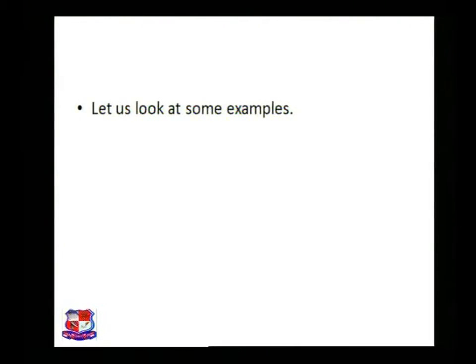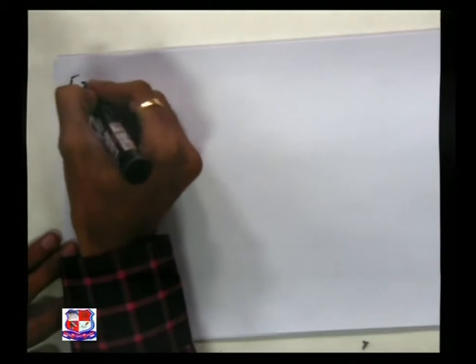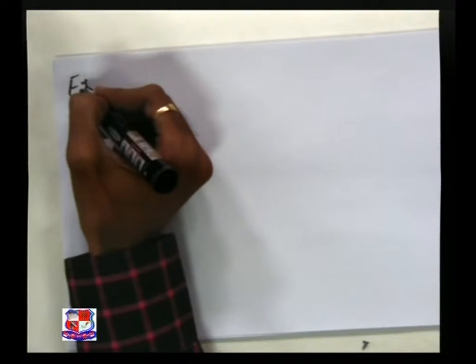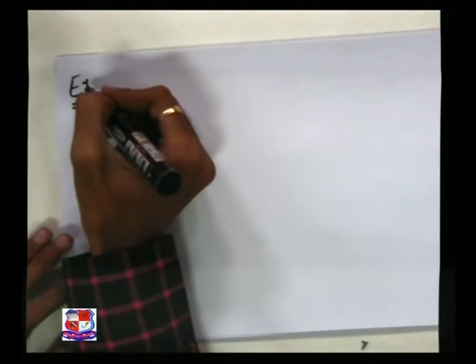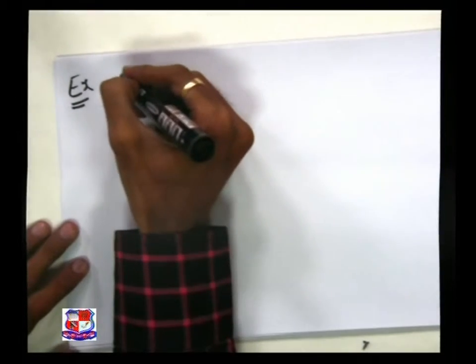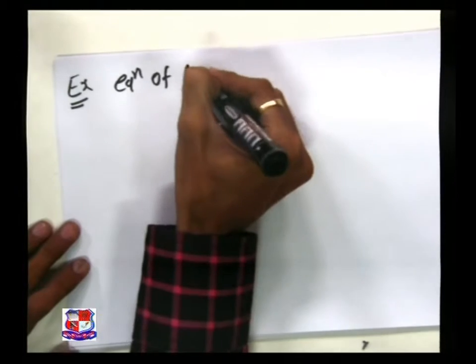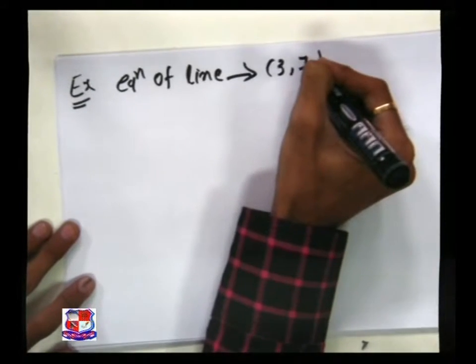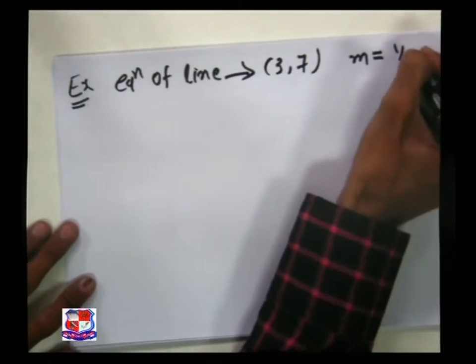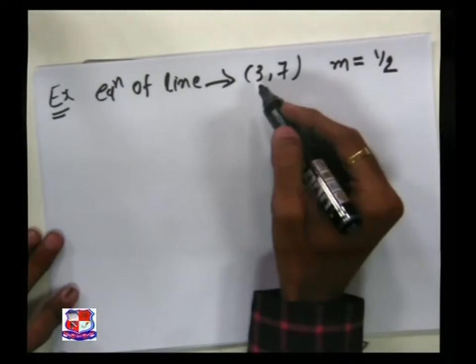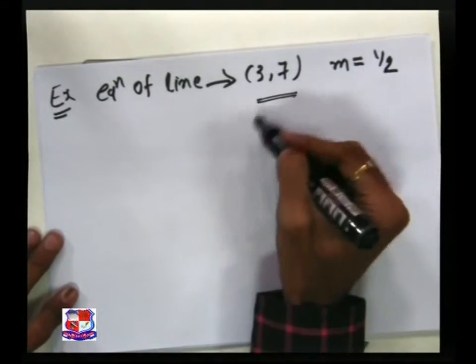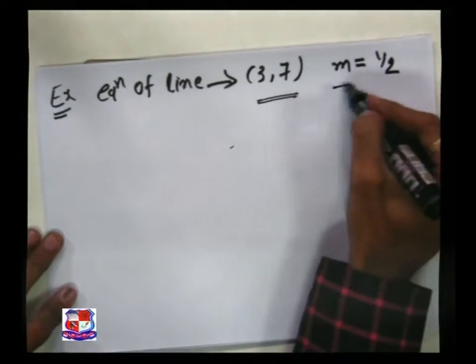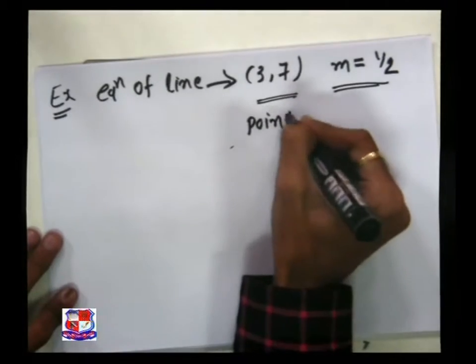Let us look at some more examples. Let us look at the second question, second example, that is find the equation of the line which is passing through the point (3, 7). We need to find the equation of line which is passing through the point (3, 7) and having slope m is equal to 1 by 2. So here we need to find the equation of line which is passing through the point (3, 7) and having slope m. So we have a point, we have slope.